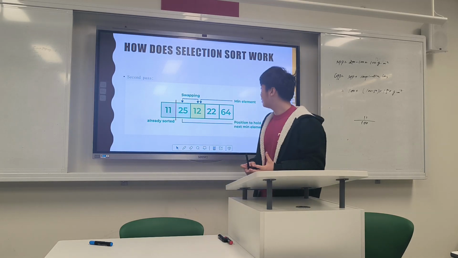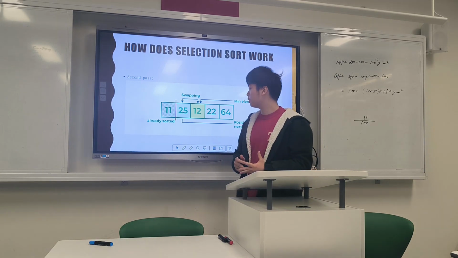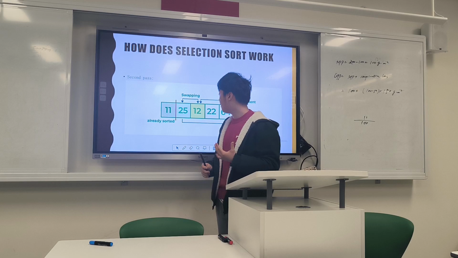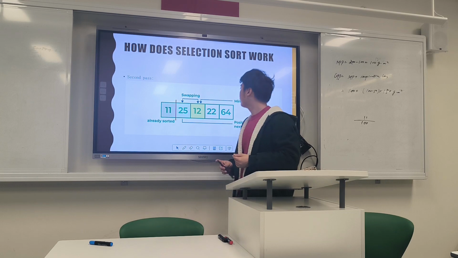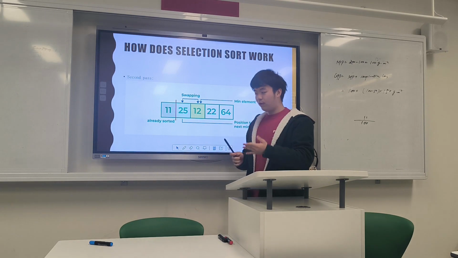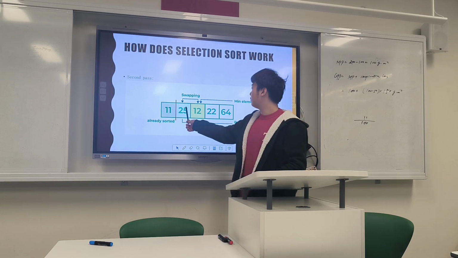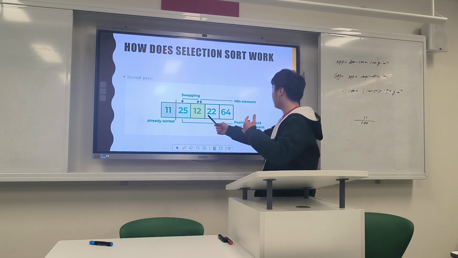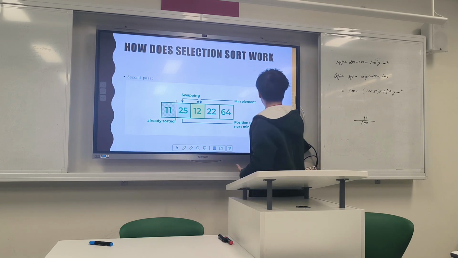So from now on, this sequence has two parts. The first part of the sequence contains those that are already sorted. So currently it only has one element, 11. And the rest of the list contains elements that are still unsorted. Then in the rest of the sequence, we'll again find the smallest element and swap it with the first place of this unsorted sequence. So in this case, it will be 12, and it will be swapped with 25.